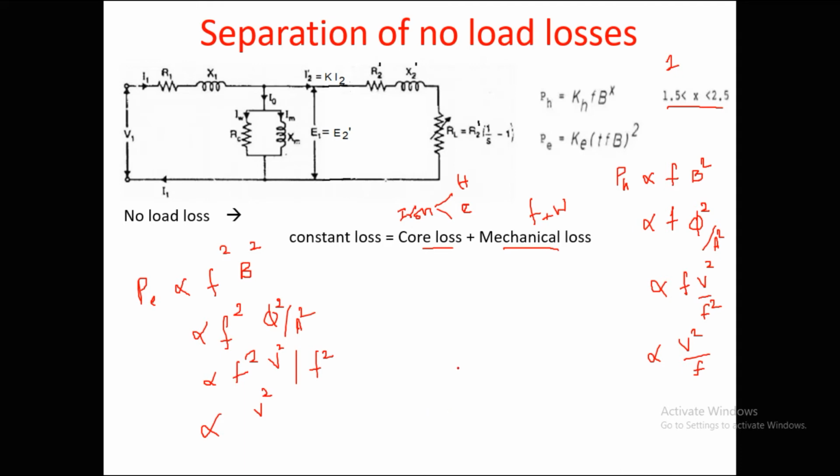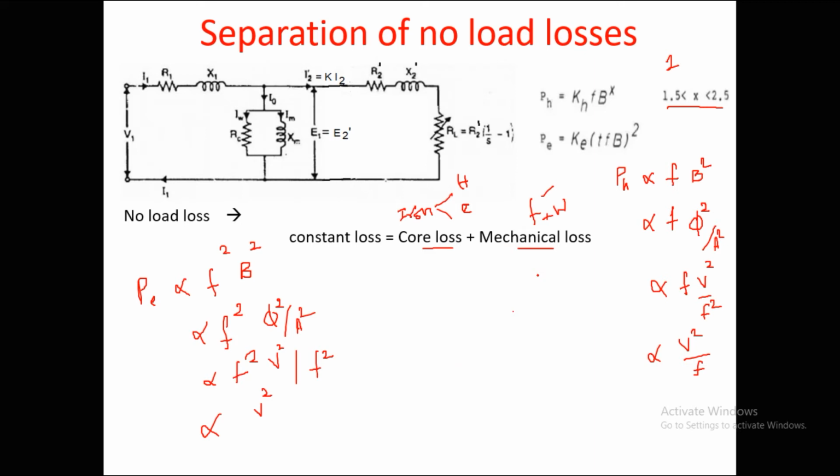So we have found the relation between the losses and the supply voltage and frequency. For separating the core and mechanical losses in the constant loss, we perform this separation of no-load loss experiment by reducing the supply voltage from its rated value. By keeping the frequency constant, we reduce the supply voltage alone for separating these two losses. Now we'll see the reason for reducing the voltage alone.